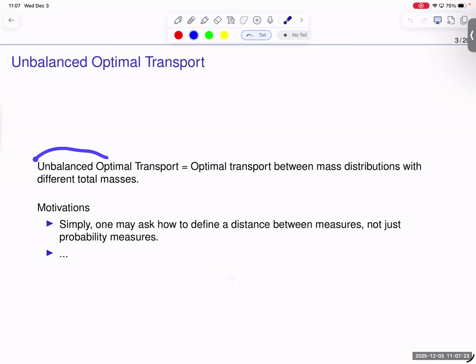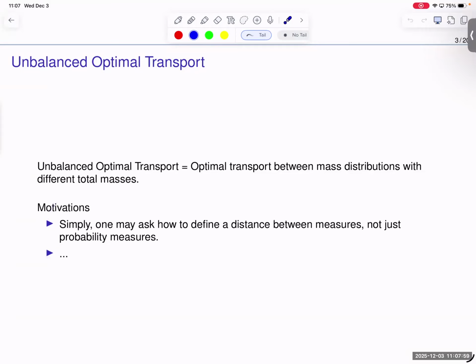But of course, as a mathematician, you may want to consider a more general case. What if the total masses are different? Like one measure has total mass 2, the other one has total mass 1. Then what should be a proper way of matching them? An easy answer is that you just normalize everything to probability measures. That's the point of view we have taken so far. We can just normalize any positive measure to a probability measure, then we can do optimal transport between them.